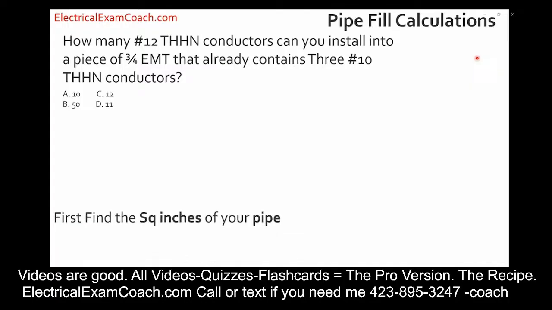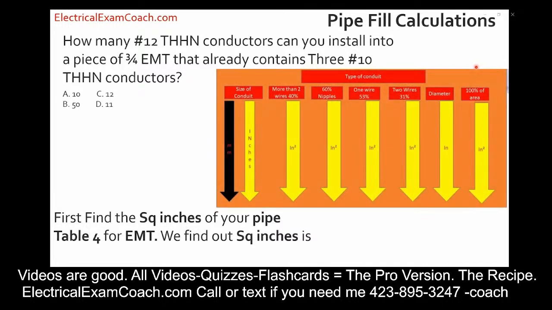The first thing we're going to do is we're going to find the total area that we have to work with. And to do that, we're going to head to Chapter 9, Table 4 for EMT. And when we get there, the first thing we do is make sure that we're in the right type of conduit. Then we're going to start on the left-hand side and find our trade size, and we go down to 3/4. Then we're going to cross over to the more than 2 because our question deals with more than 2 conductors. So we're going to pull from the 40% column. And that's going to let us know that our starting available area is 0.213 square inches.